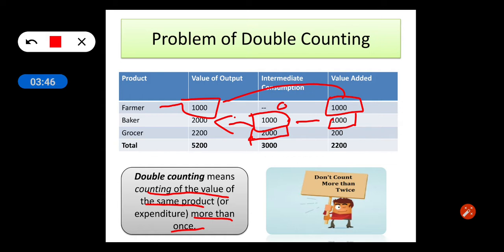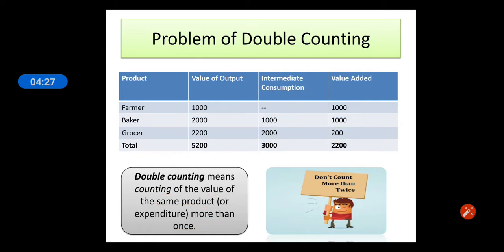So rupees 2000 is the intermediate consumption of the grocer because he is going to sell that bread to the final users, right? The amount of bread purchased from the baker is intermediate consumption for the grocer. The grocer added some value, let's say rupees 200, and now the final value of bread is rupees 2200. So at rupees 2200, the grocer sells bread to the final user or to his customer.